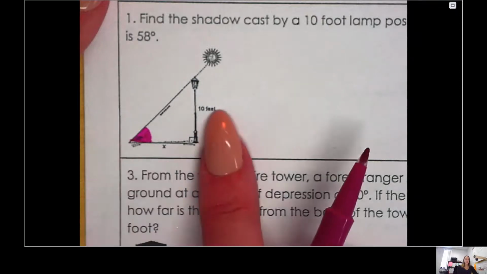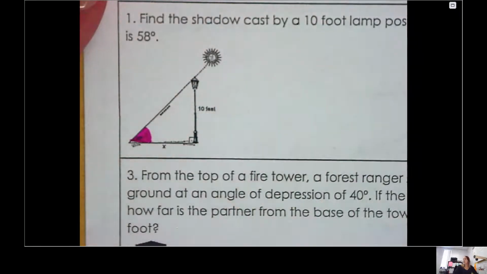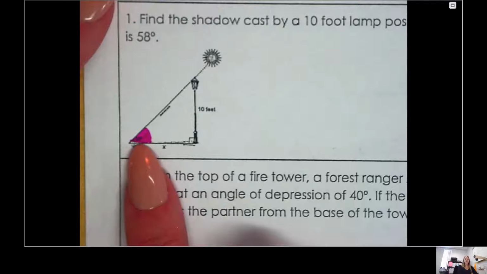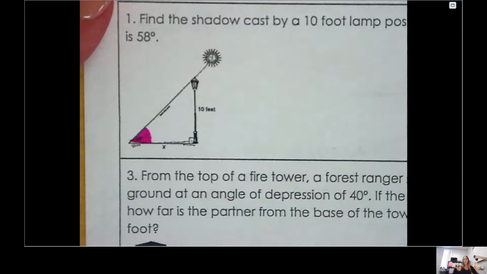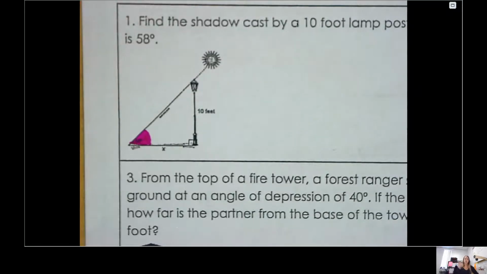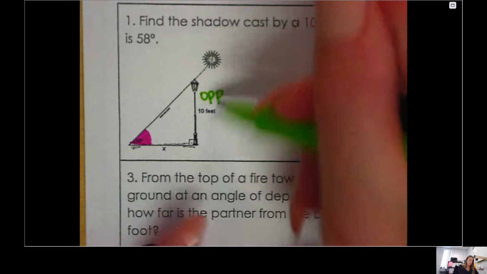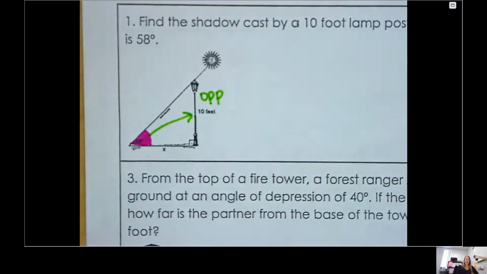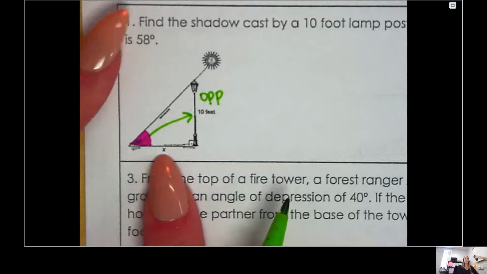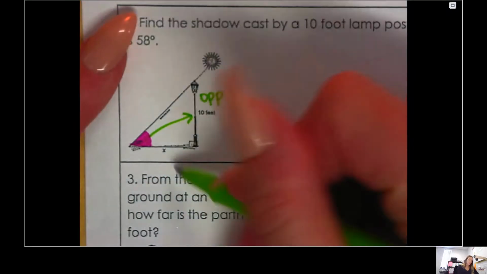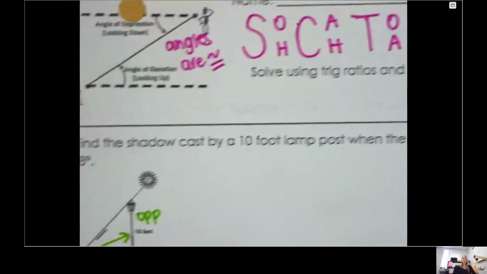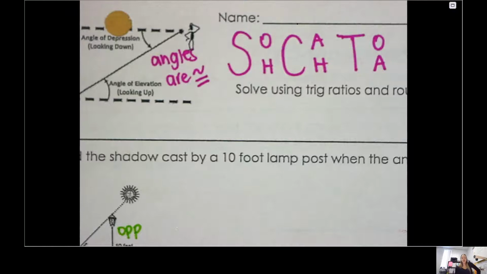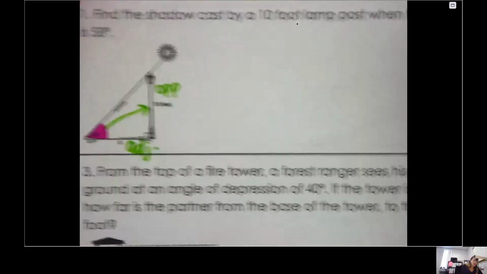So I've got these two sides, the 10 feet and X, and I want to label them as opposite, adjacent, or hypotenuse. So if you're standing here at the angle, which side is the 10? Opposite, adjacent, hypotenuse? It's opposite, it's directly across, good. The other one I need to figure out is the X. Is that hypotenuse or adjacent? Adjacent, great. So I've got opposite and adjacent. Which trig ratio would that be? Tangent, beautiful. Is there someone who can raise their hand and set up this problem for me?